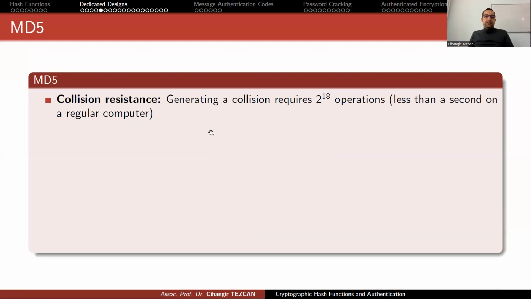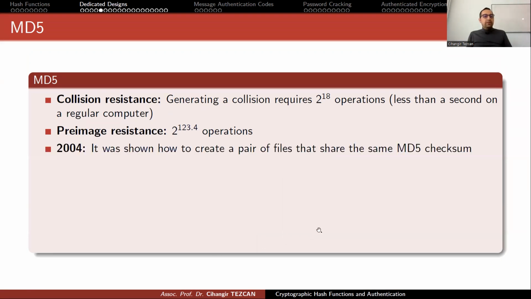Collision resistance: generating a collision requires 2 to the 18 operations, less than a second on a regular computer. Preimage resistance is also better than an exhaustive search attack. In 2004, it was shown how to create a pair of files that share the same MD5 checksum, which is a very bad thing for cloud services. If you only keep MD5 hashes, then you can obtain different files with the same hash output, which is also problematic for services like BitTorrent if you rely on MD5.